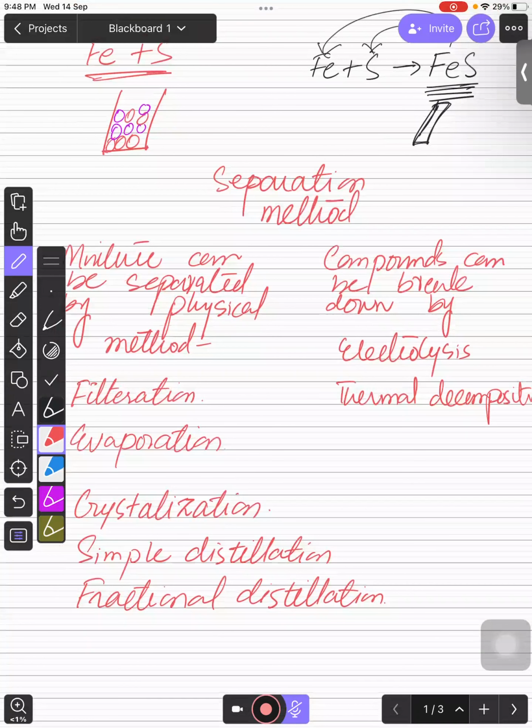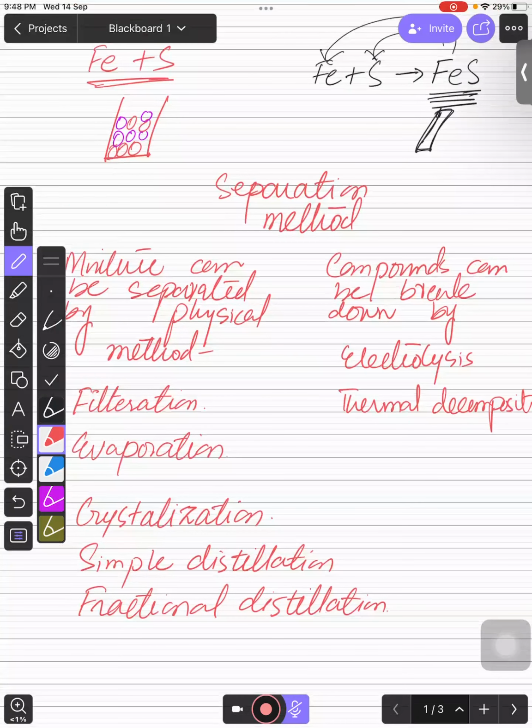Like for example, if you have calcium carbonate and you heat this, it can be broken down into calcium oxide and carbon dioxide. And for example, if you have NaCl and you are passing electricity through this solution or molten NaCl, you will get Na and Cl2 as well. So you can break down compounds by the passage of electricity or heat. Is that right, children? Yes, sir.